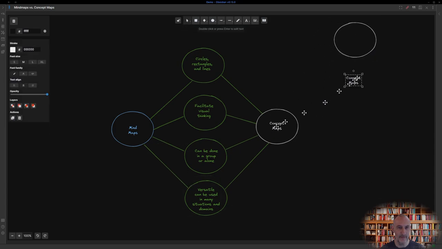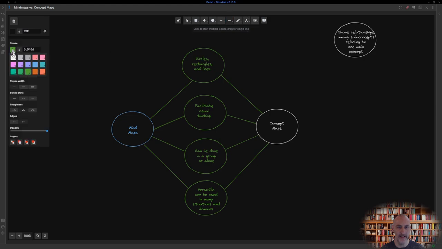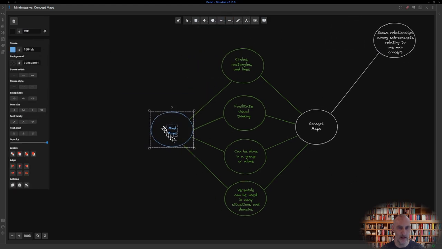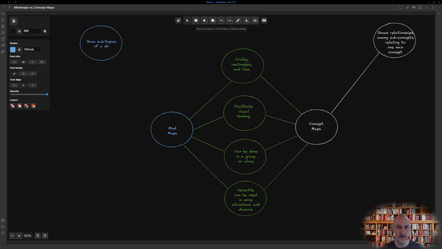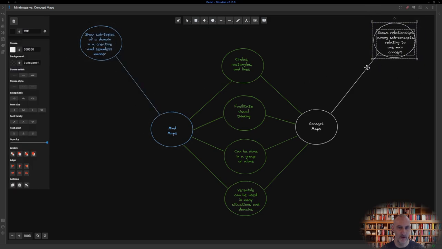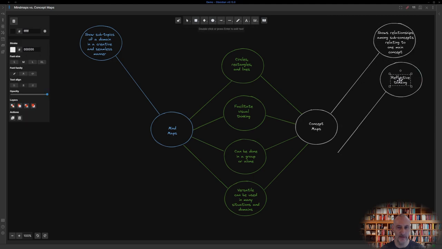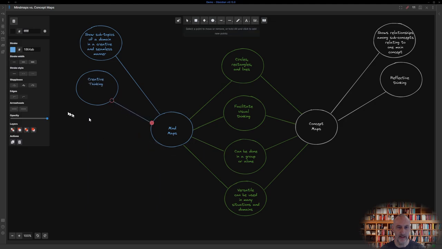A concept map shows relationships among subconcepts relating to one main concept, while a mind map shows subtopics of a domain in a creative and seamless manner. Concept maps facilitate reflective thinking, and mind maps trigger creative thinking.